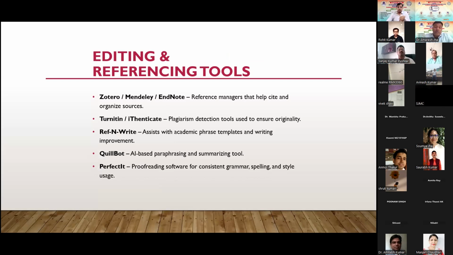And there are different options in Turnitin also, so you can check the options, whether I want to include the quotations, I want to include references or not. Then Ref and Write assist you with academic page templates and writing improvement suggestions, etc. Quillbot is an AI-based paraphrasing and summarizing tool. And Perfectit is proofreading software for consistent grammar, spelling, and style usage. The premium version of Perfectit is a paid one, so you will have to pay for it.